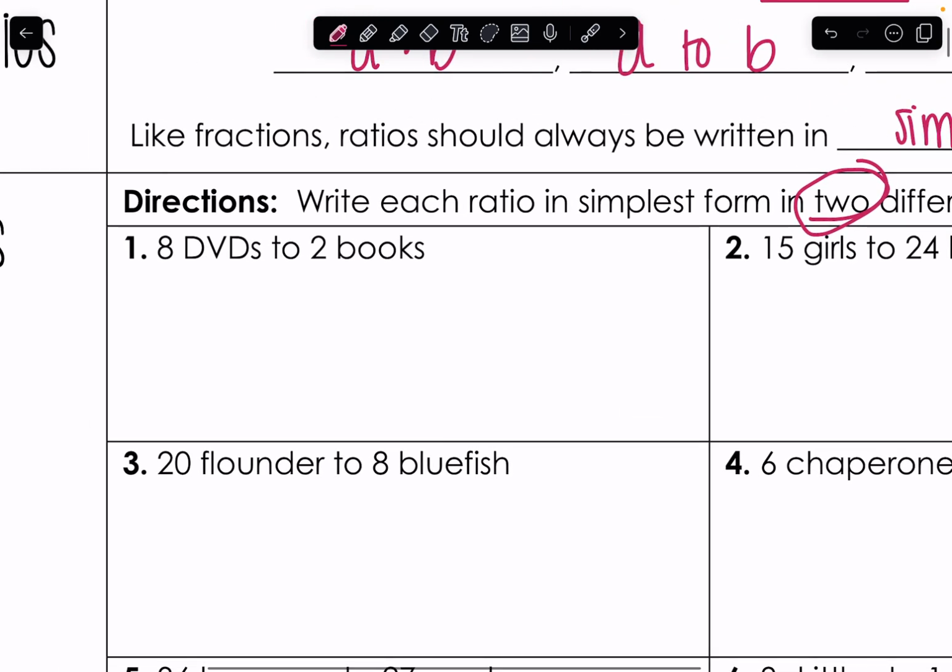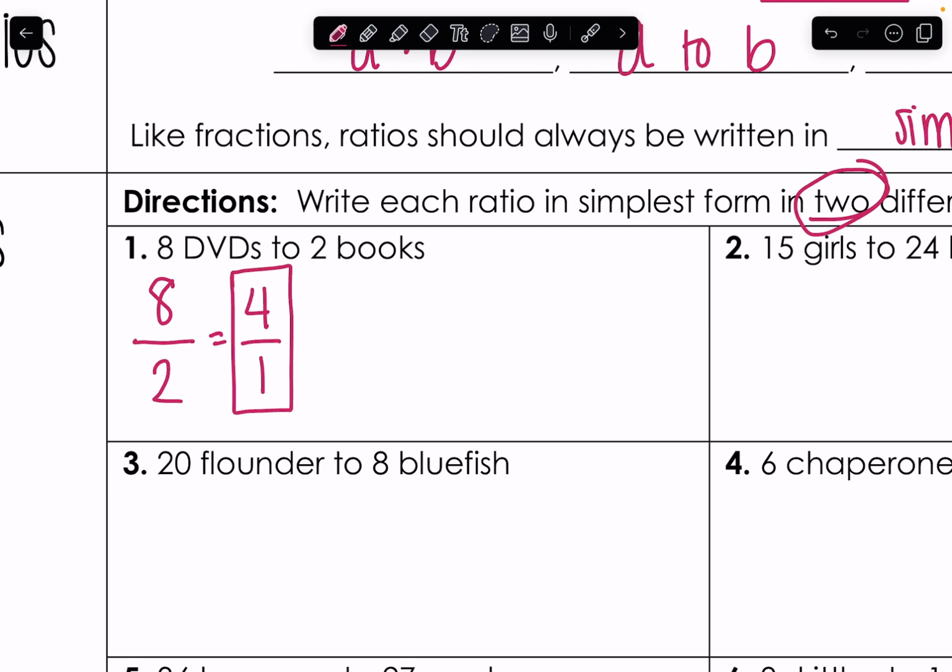And so all I want to do for these is I'm just writing 8 DVDs to 2 books. This is comparing, how many DVDs do I have to how many books? So I can write 8 DVDs on top because that is the first number over 2 books on the bottom because that is my second number. And we want to reduce. So this is where we're asking ourselves, 8 halves, 2 goes into both 8 and 2. So I could reduce this down to 4 over 1.